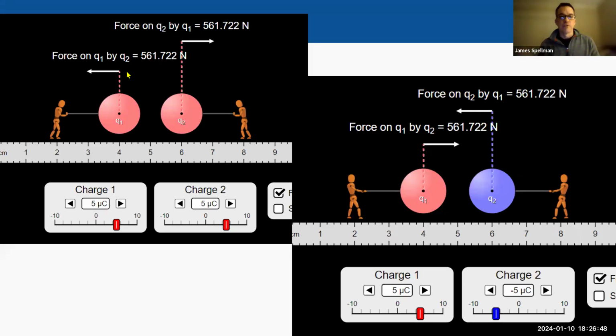And again, this should be talked about that when we have like charges, like positive, positive, the force is going to push them apart. On the right-hand picture, when we have opposite charges, we have a +5 and -5. Notice the arrows flip around the other direction. It's not that only one of them flips, they both end up flipping. So if we have similar charges, they're going to push apart. If we have opposite charges, they're going to push each other together or pull together.